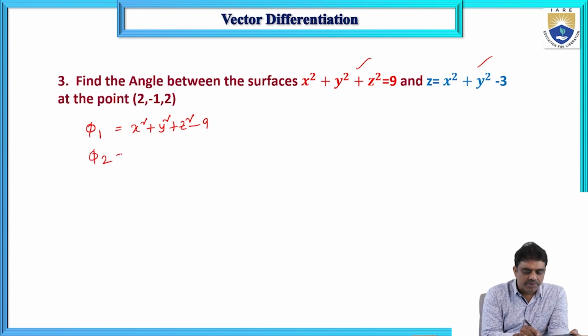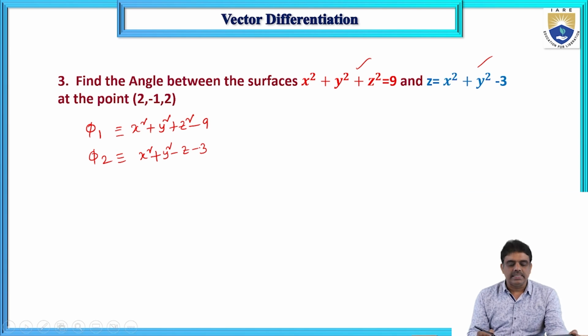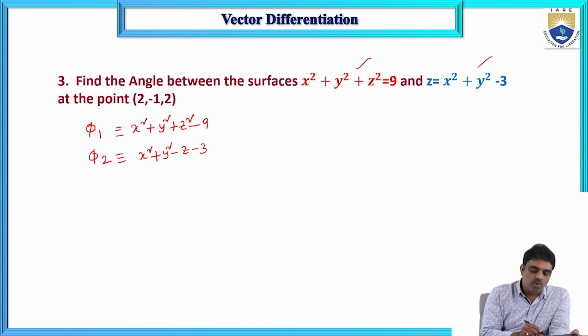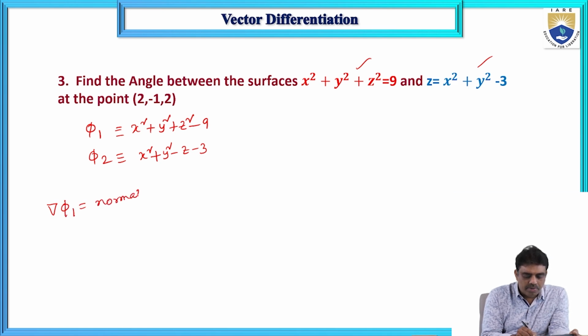And what is the second surface? Phi 2 is x square plus y square minus z minus 3. This is the second surface. Now find grad phi 1. Grad phi 1, what is it? It is the normal vector of the surface phi 1.